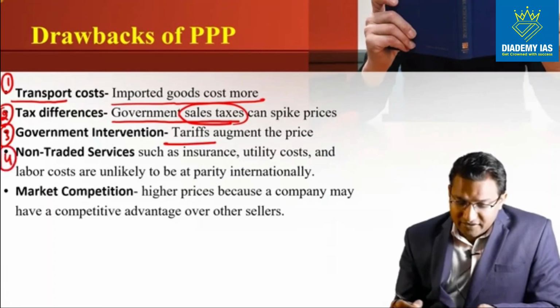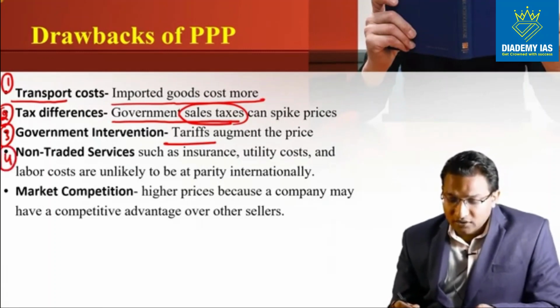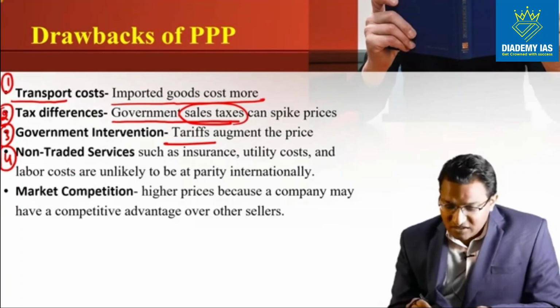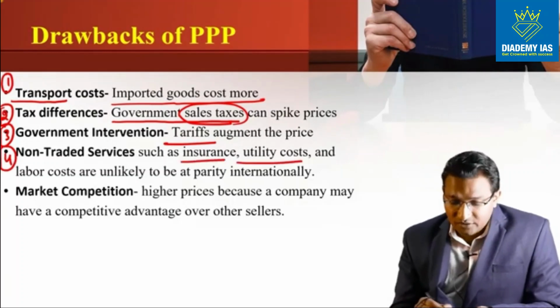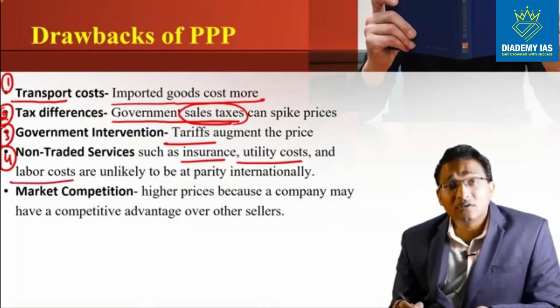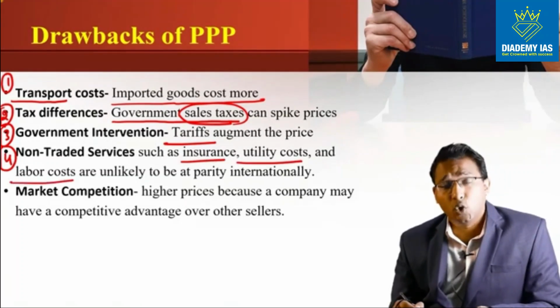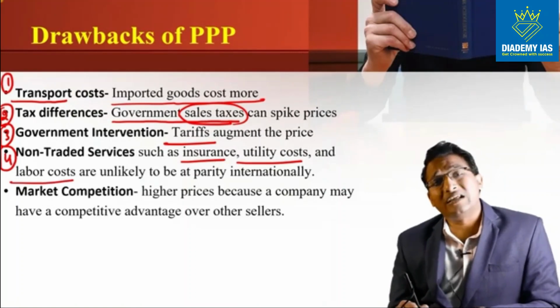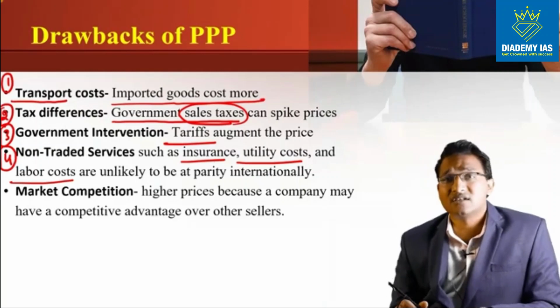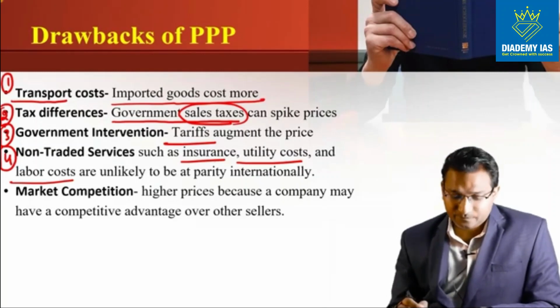Non-traded services. There are many services which are not traded at the international level. For example, insurance, utilities like electricity, and labor cost. They are not traded at the international level. So comparing the purchasing power of currency based upon these non-traded services will be inappropriate.